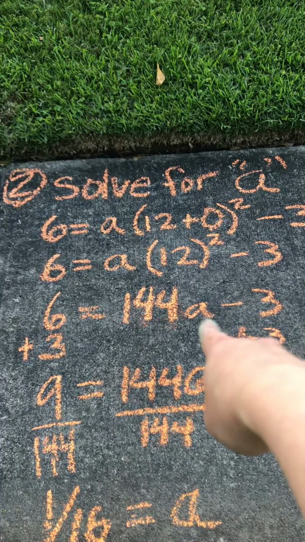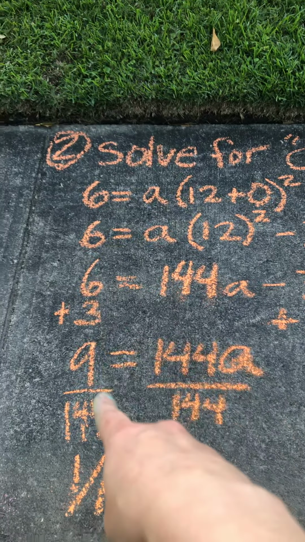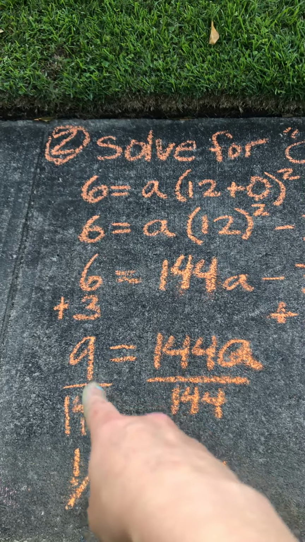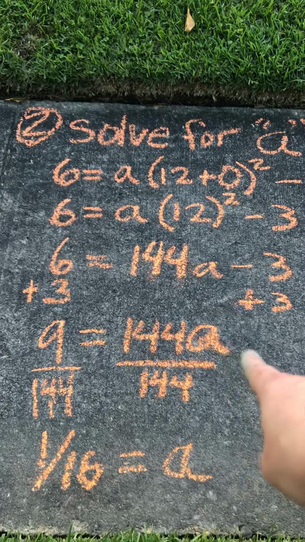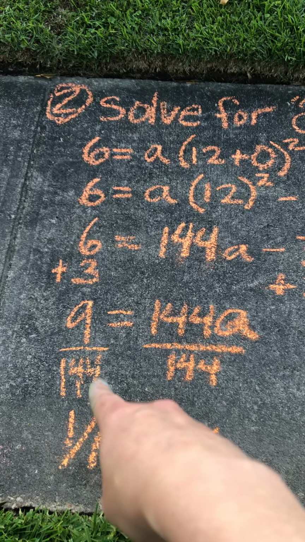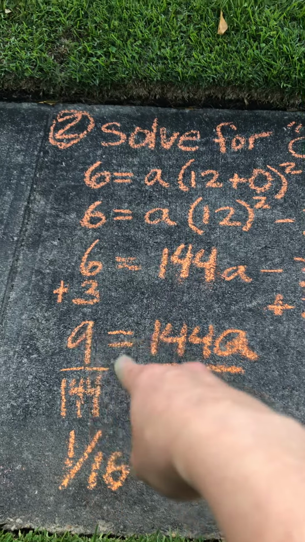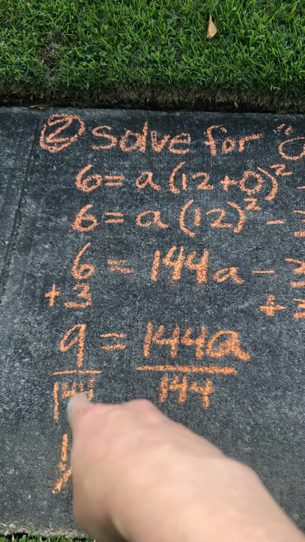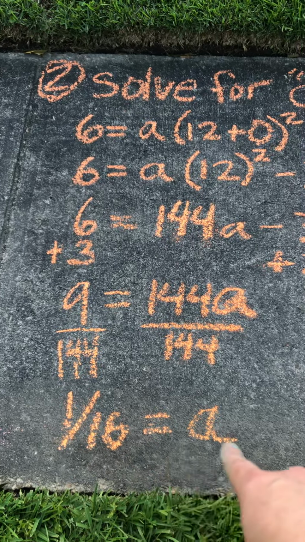I'm trying to get a by itself, so I add 3 to both sides. 6 plus 3 is 9. 9 is equal to 144a. I want to get a by itself, so I need to divide both sides by 144. 9 divided by 144, the greatest common factor here is 9. So I divide them both by 9, right? And that gives me 1/16. Okay, so that's my value of a.